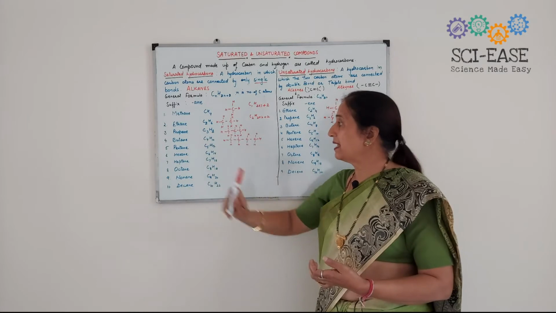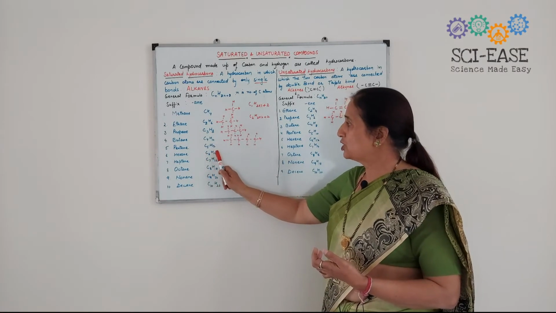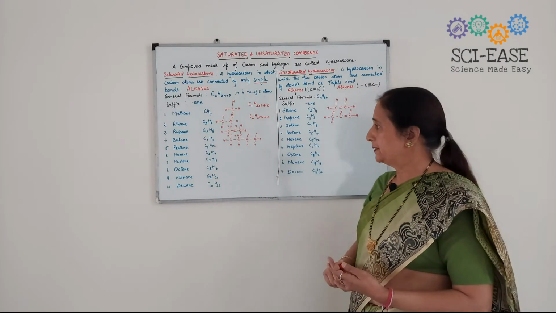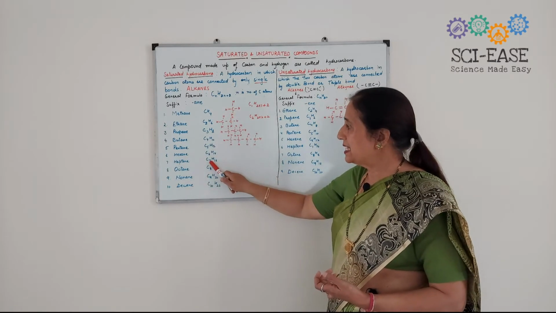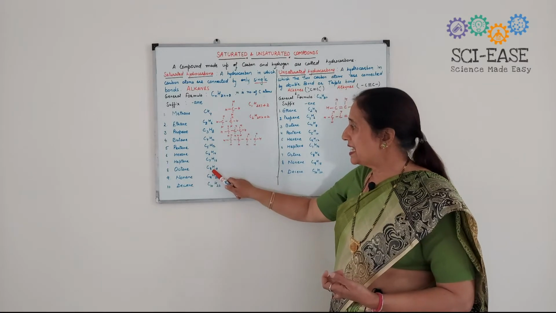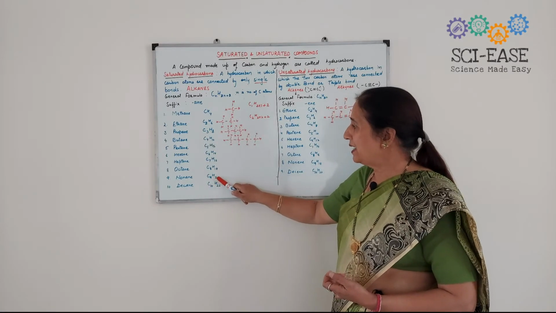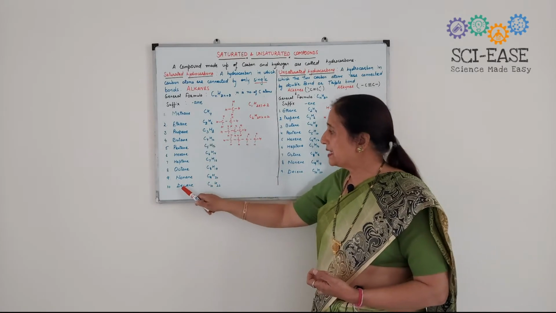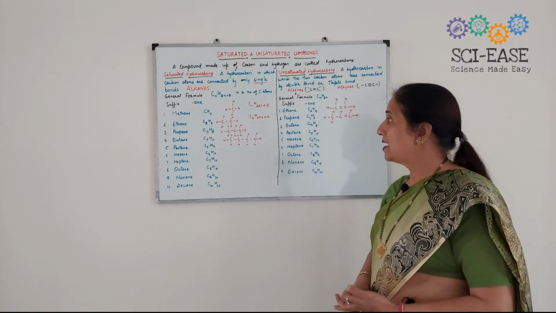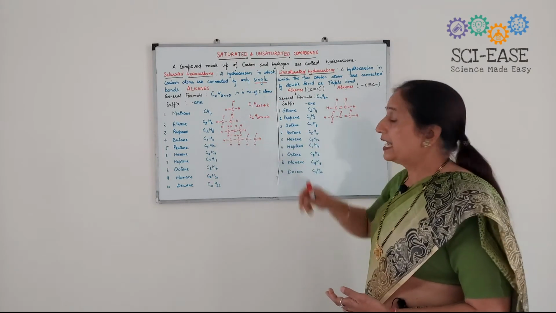Next one is hexane. Hex, 6, C6H14. You can deduce the formula by applying the general formula. Heptane, C7H16. Octane, C8H18. Nonane, C9H20. And decane, that is C10H22. These are the hydrocarbons which I have written in chains.